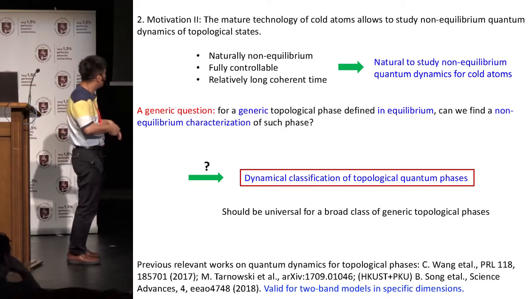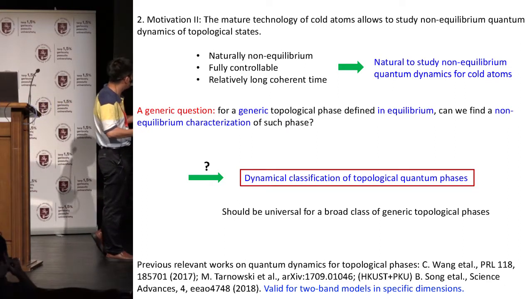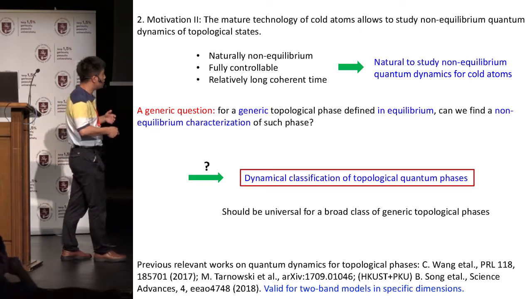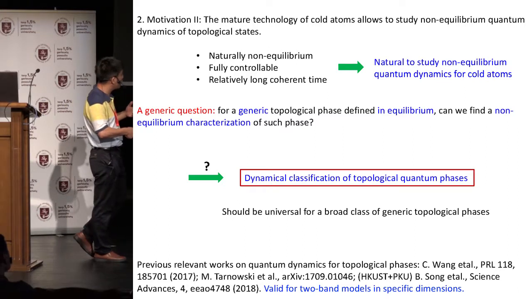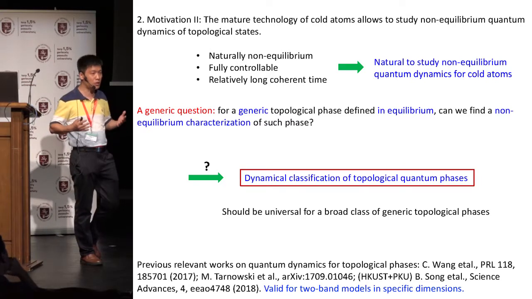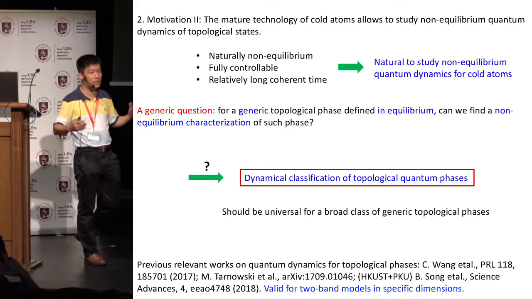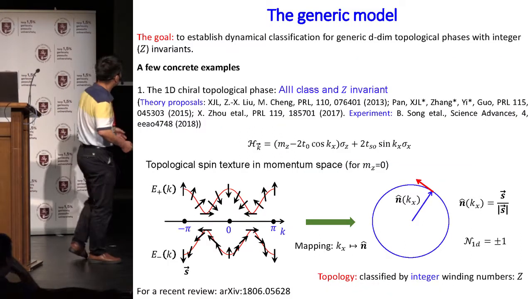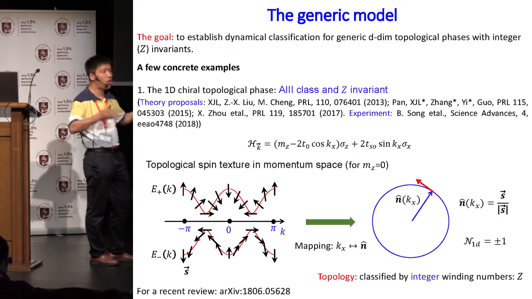There are a few interesting studies in the literature, including the work by Hui Zhai and also Weitenberg's group experiment, and also our collaboration with SUSTech. However, all these studies are valid for two-band models in specific dimensions. If you want to really establish a classification theory for the topological phases, you need a theory which is universal for all dimensions, multi-band systems, and the general case. This is what we want to do in this talk. But of course, I'm not going to establish a theory for all kinds of topological phases.